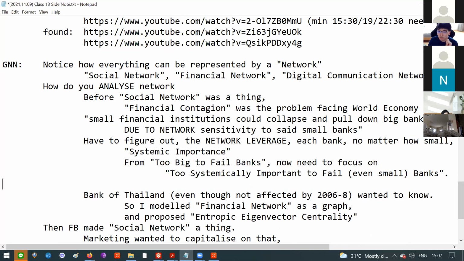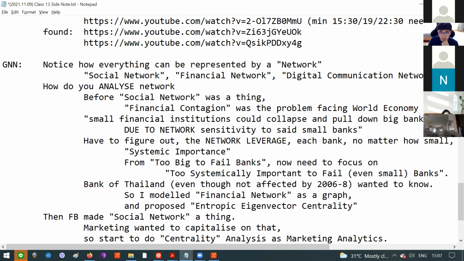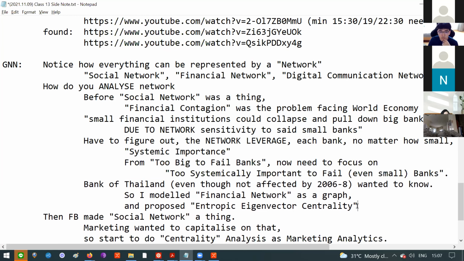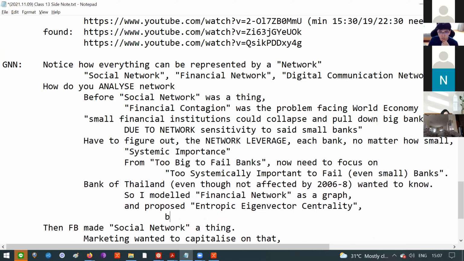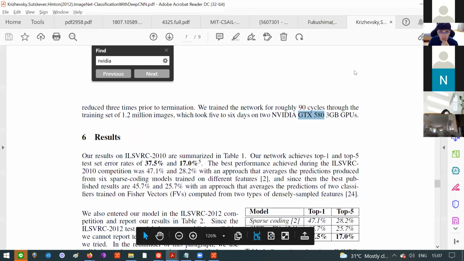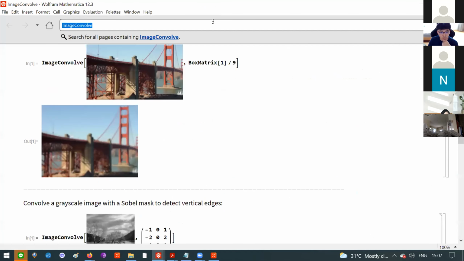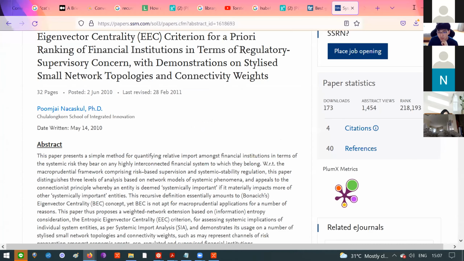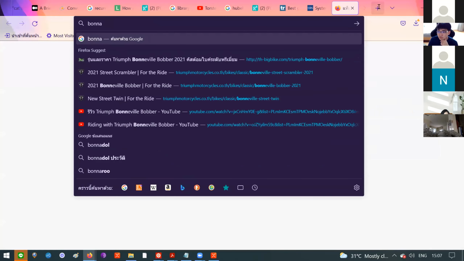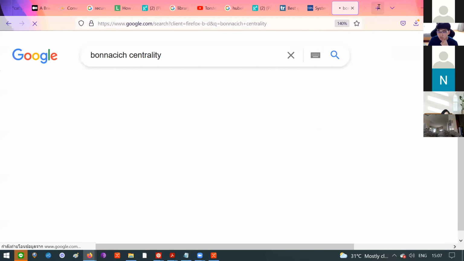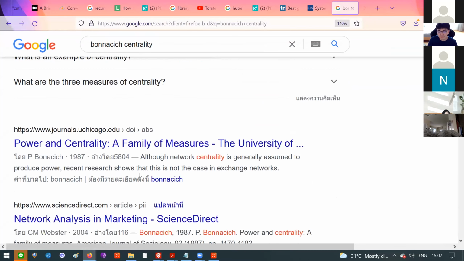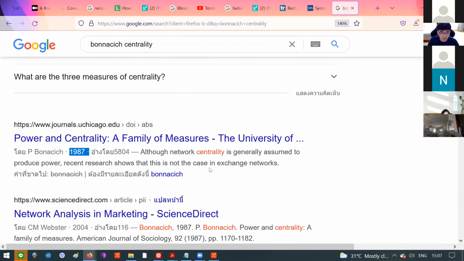Okay. Now this centrality analysis was due to someone else. I didn't come up with it. I based it on work from, what year was that? Let's find out. I don't remember the year, so let's go look. 1987.